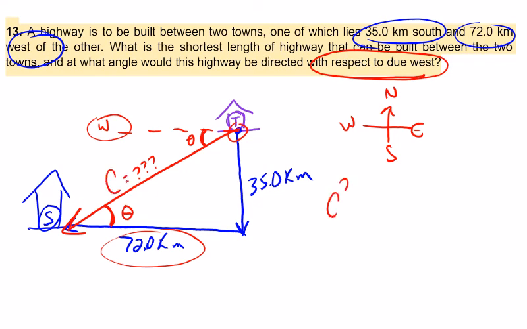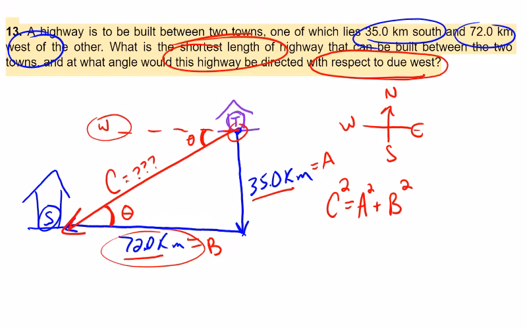So good old C squared is going to equal A squared plus B squared. It doesn't really matter what I label as A and B. Just for simplicity's sake, I'm going to call this one A, and I'm going to call this one B. And then I just plug those numbers in. So C squared would equal 35 squared plus 72 squared, add them, square root it, and I've got C. That's the first part. That's how far, that's the shortest length of highway.